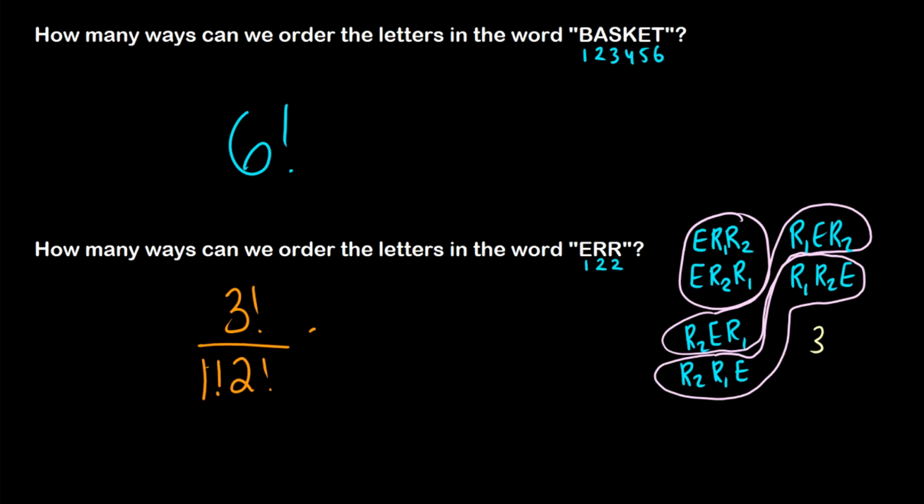So the 1 factorial doesn't do anything, so this is just 3 factorial over 2 factorial, which is 3 times 2 times 1 over 2 times 1, and we're just left with 3 as a result. Okay, let's do a more complicated process.